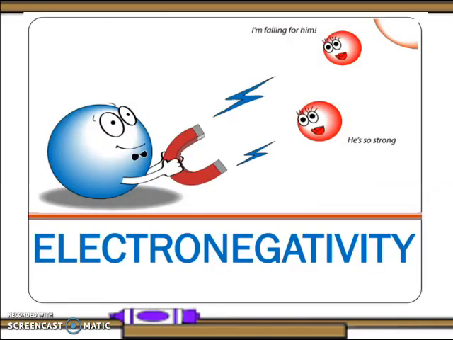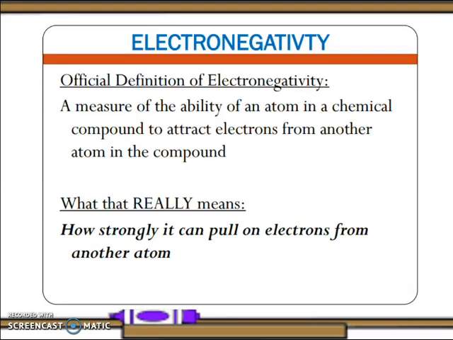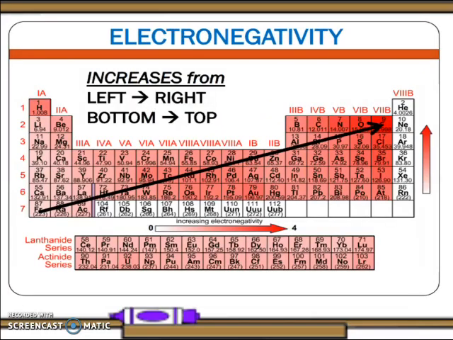Electronegativity. Did you know that electronegativity is a measure of the tendency of an atom to attract electrons? The higher its value, the higher its tendency to attract electrons. Electronegativity is a measure of the ability of an atom in a chemical compound to attract electrons from another atom in the compound. Now, what is the pattern?